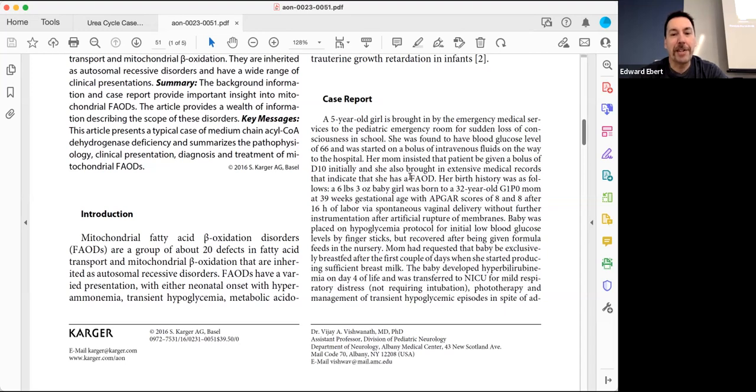It's known that she has a fatty acid oxidation disease. Okay. So she was born, classification here, our APGAR scores.